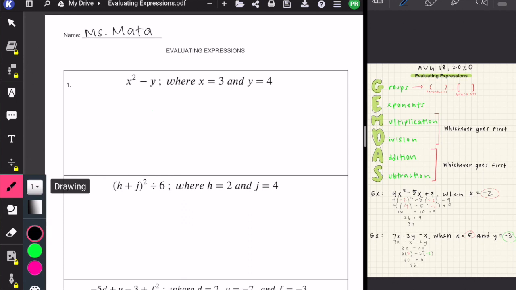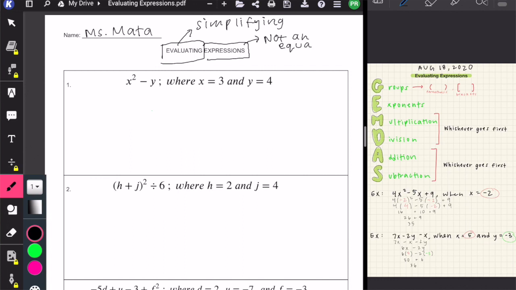And so we have to remember that evaluating means simplifying. Make life simple, simplify, okay? Now, the word expressions, remember, that's not an equation, which means there's no equal signs.